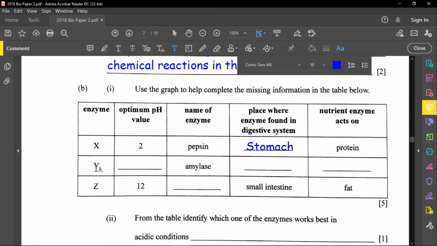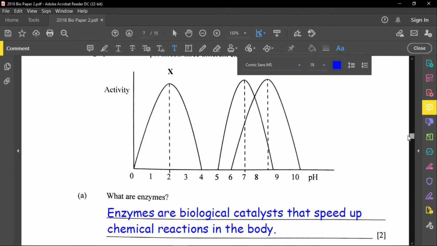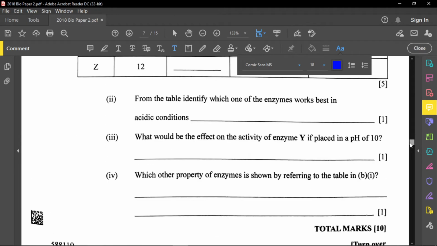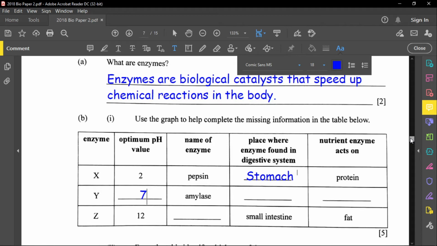The optimum pH here for Y, so let's go to the graph and look for the optimum pH for Y. The optimum pH for Y is 7. Notice that the line goes down to 7, the highest point of reaction. So the optimum pH, which would be the best pH at which it works, is 7. All right, this is amylase. Where is this enzyme found in the digestive system?